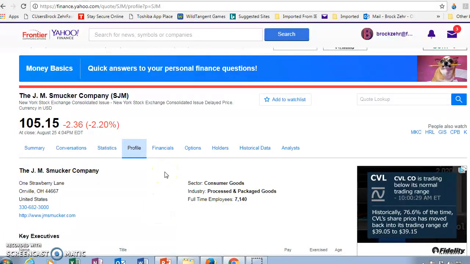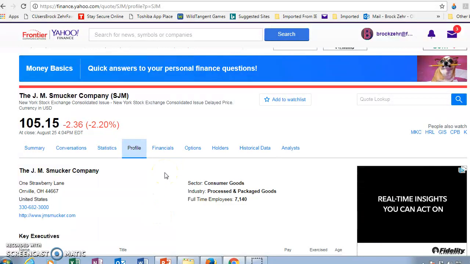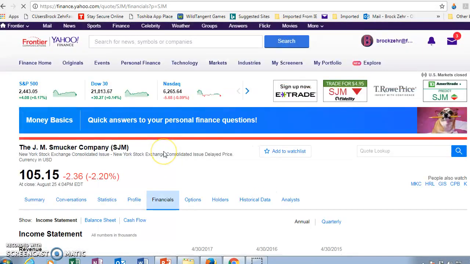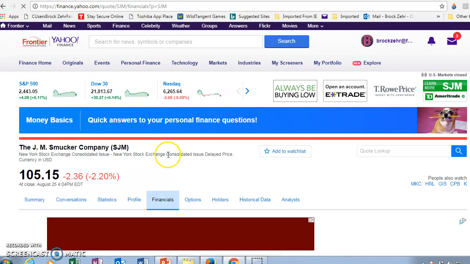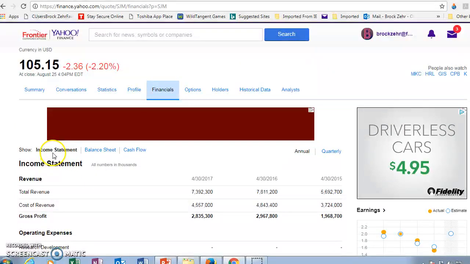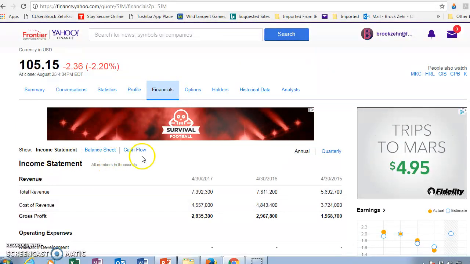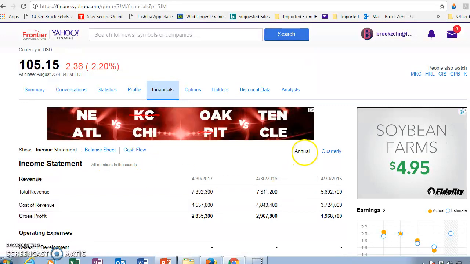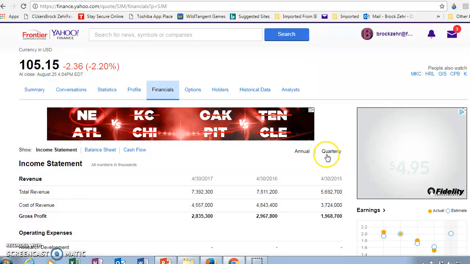We can also get the most recent financial information that the company has available by clicking on the Financials tab. Under the Financials, we can get the income statement, the balance sheet, and the statement of cash flow, and we can select either annual or quarterly information.